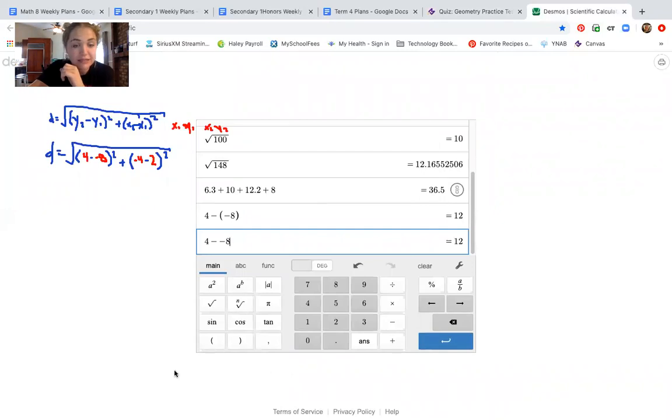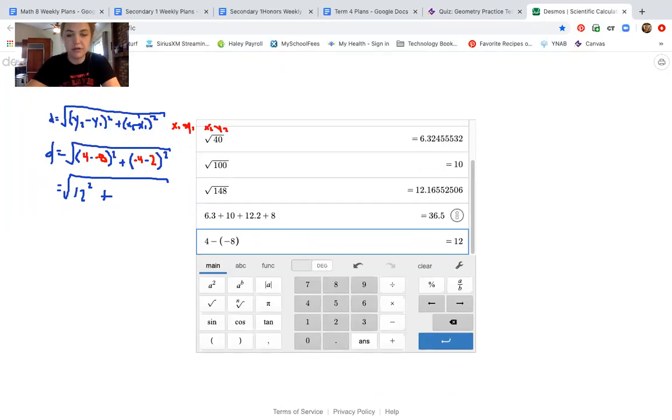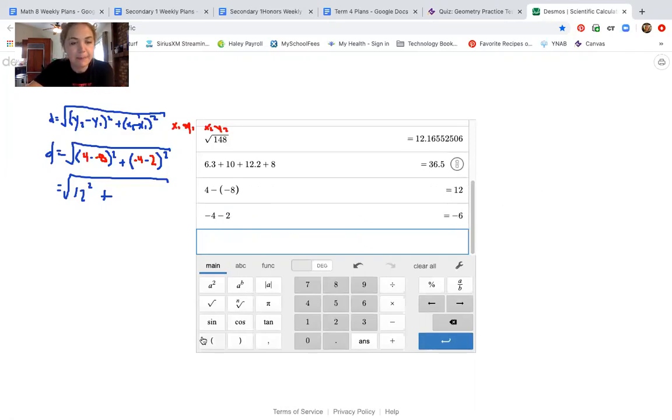But that means on this side, the 4 minus the -8 was 12 squared. Plus, and then the next part that I need is -4 minus 2. So -4 minus 2 gives me -6. So I have plus -6, and I'm gonna put this thing in parentheses because remember, that's still getting squared. You wanna remember that the negative is a part of that 6 that's being squared.